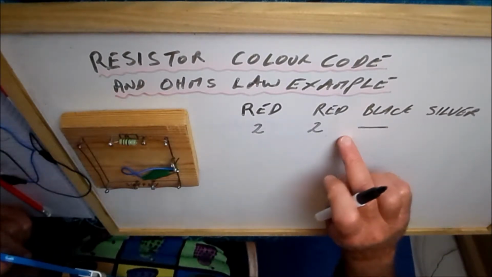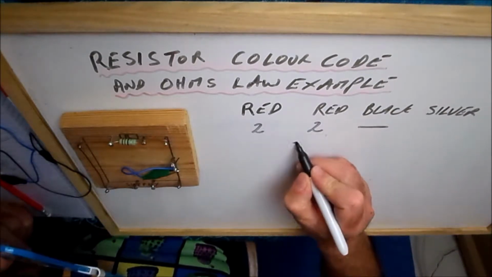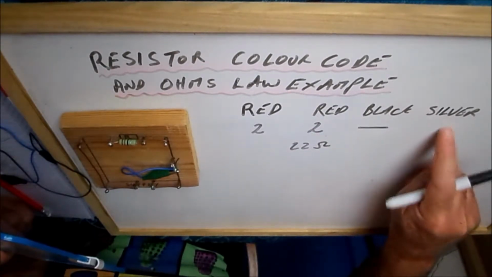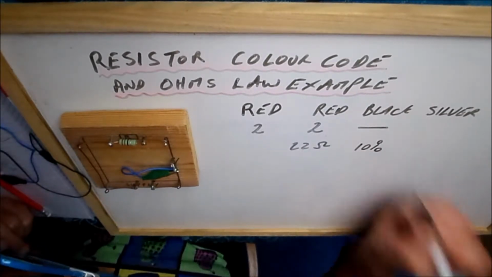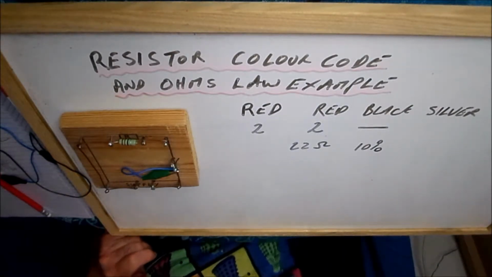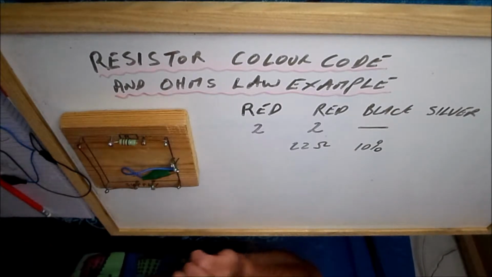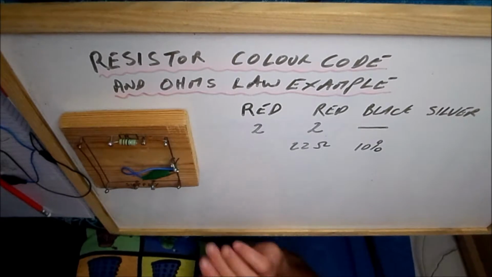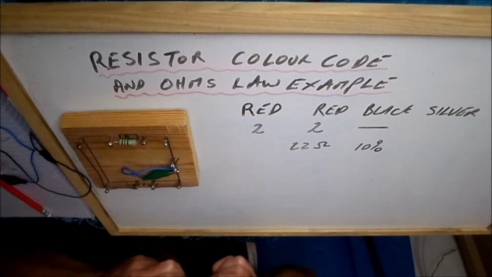So what that is telling me is the resistor value is 22 ohms, and silver is telling me that it's within 10% tolerance. So it's got to be plus or minus 10% of that value. First of all, let's have a look to see what the actual value of this resistor is. We'll have a look at the tolerance value and everything in it.